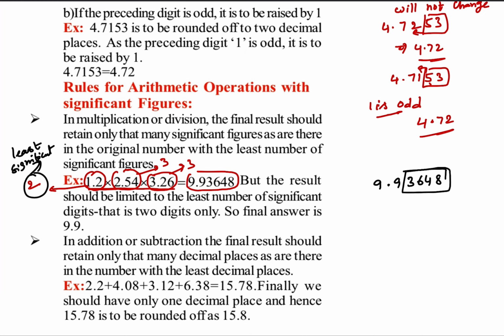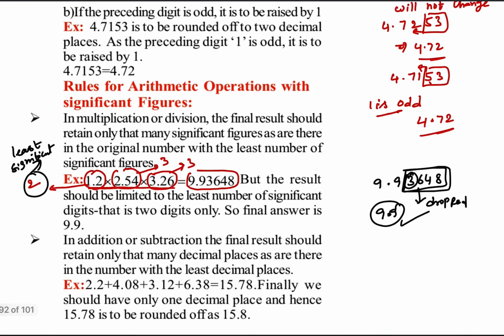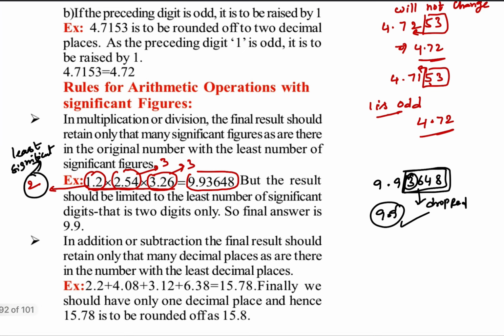2 significant figures we have to get. To get the 2 significant, 9.93648 we have to round off into the 2 significant figures. Then the 3648 number is dropped. Whatever dropping digit is there, 3, that is less than 5. So finally we will get 9.9 as the answer. Similarly, the same thing you can apply for the division also.